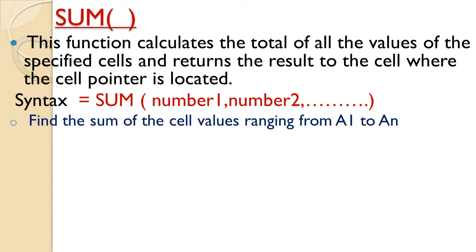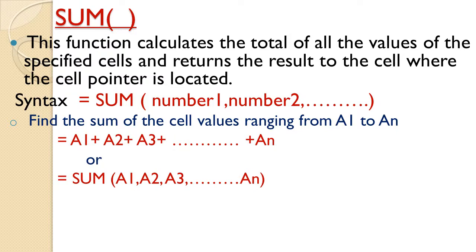This is used to find the sum of the cell values ranging from A1 to AN. You can write =A1+A2+A3 up to AN, or else you can write =SUM(A1,A2,A3 up to AN), or else you can write =SUM(A1:AN), meaning A1 to AN, and it will calculate the sum.